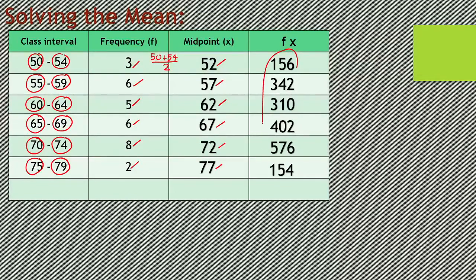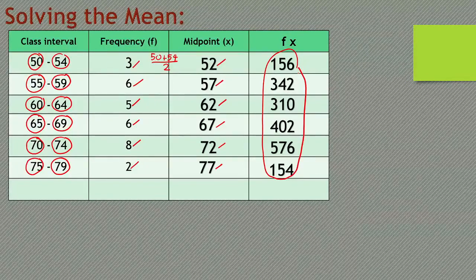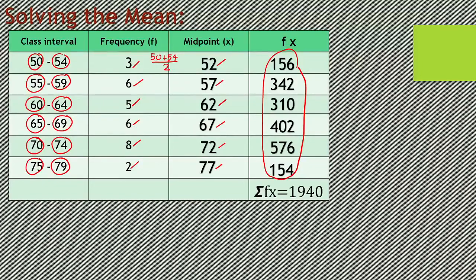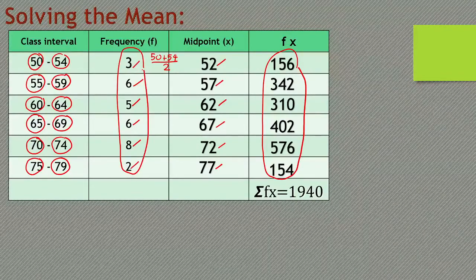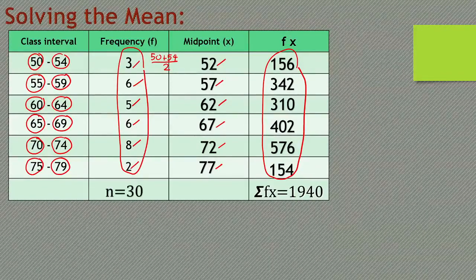Okay, add all the entries in the fx. Kindly add these numbers. 156 plus 342 plus 310 plus 402 plus 576 plus 154. We have 1,940. Okay, after getting the sum of fx, what is the next thing that you're gonna do now? Okay, very good. Add all the frequencies. And how much do you get when you add all the frequencies? 30, correct. n is 30.